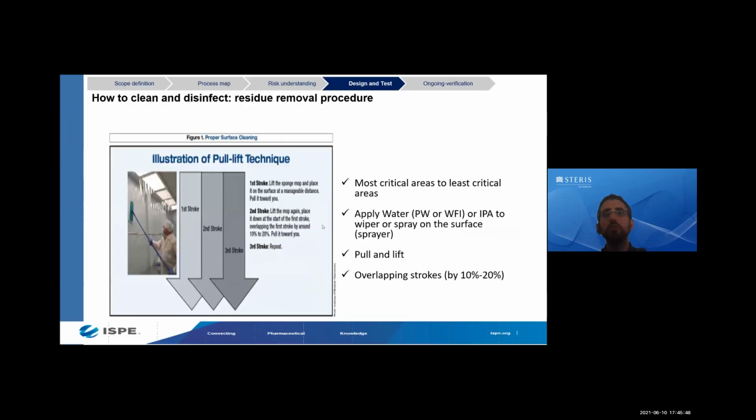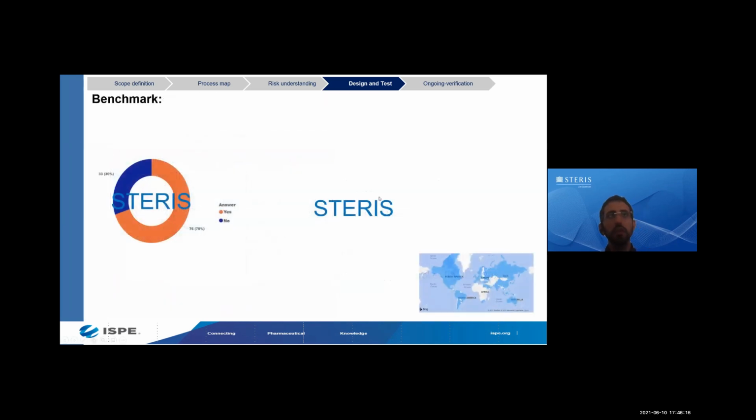The way to remove residue from the surface should be done the same way as you are disinfecting. So from the most critical area to the less critical area, using the stroke and using water. The goal is to use water: purified water, water for injection, or IPA. Some may use hydrogen peroxide. That is also a good chemical to remove residue of disinfecting agent.